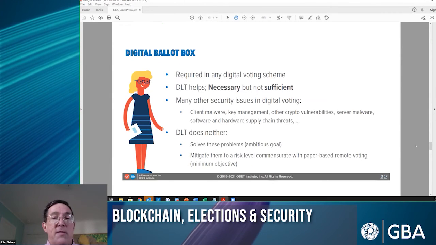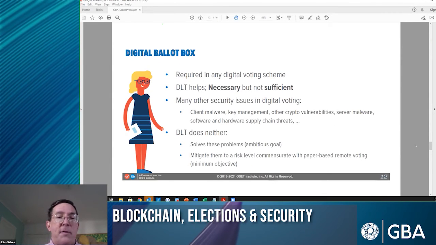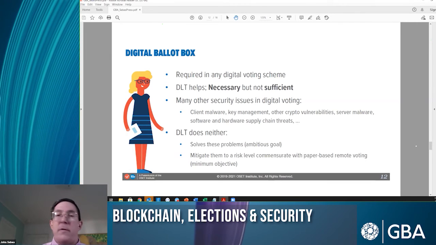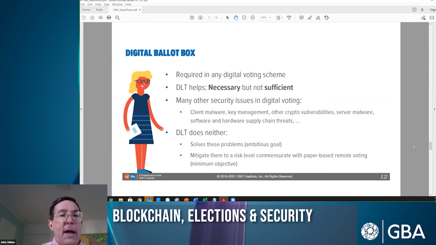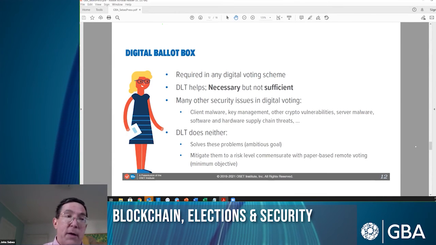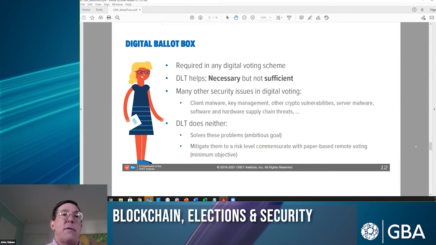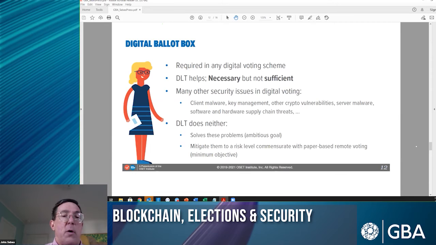When I say necessary, I just explained that. Not sufficient means there are many other security issues in digital voting. I've listed them here. Other speakers have listed them as well. And by itself, digital ledger technology does not solve these problems. That would be ambitious. Nor does it mitigate the risk to a level that's commensurate with paper ballots, which is a reasonable goal. One more slide, I think.